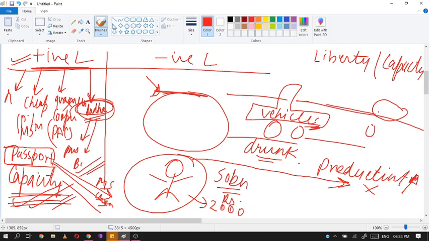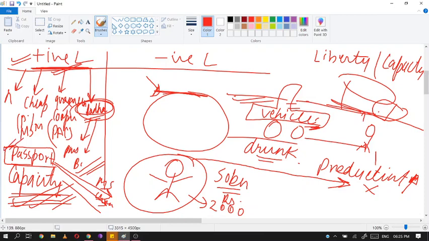Let's say this person is walking on the road, okay? Or let's say he could harm property. This is parliament, okay? Because he is drunk driving a vehicle. A vehicle has a lot of power, okay? But here, when I am intervening, it is in a positive sense, positive liberty.